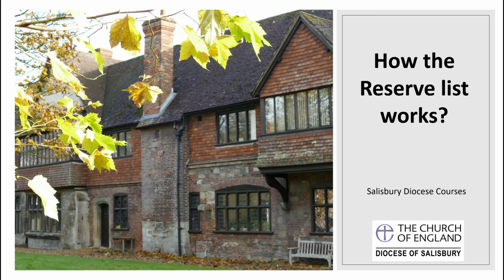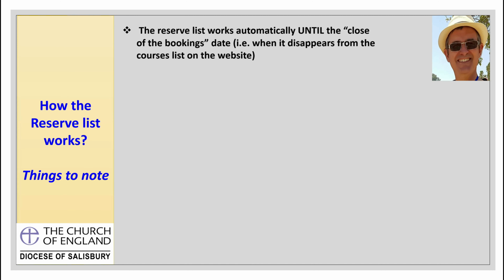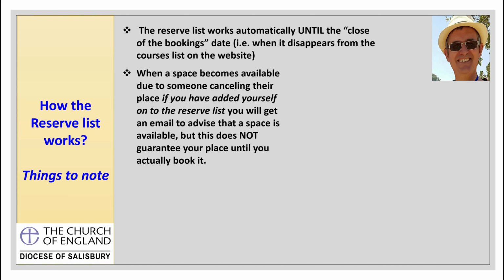The reserve list works automatically until the close of the bookings date, i.e. when it disappears from the course list on the website. When a space becomes available due to someone cancelling their place, if you've added yourself onto the reserve list, you will get an email to advise that a space is available. But this does not guarantee your place until you actually book it.